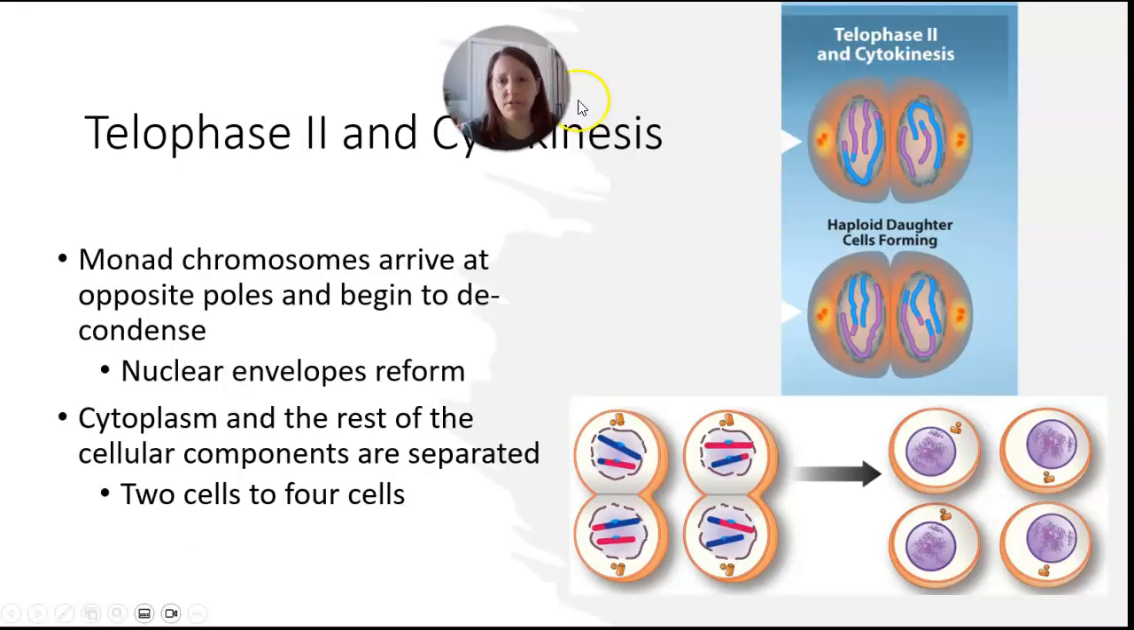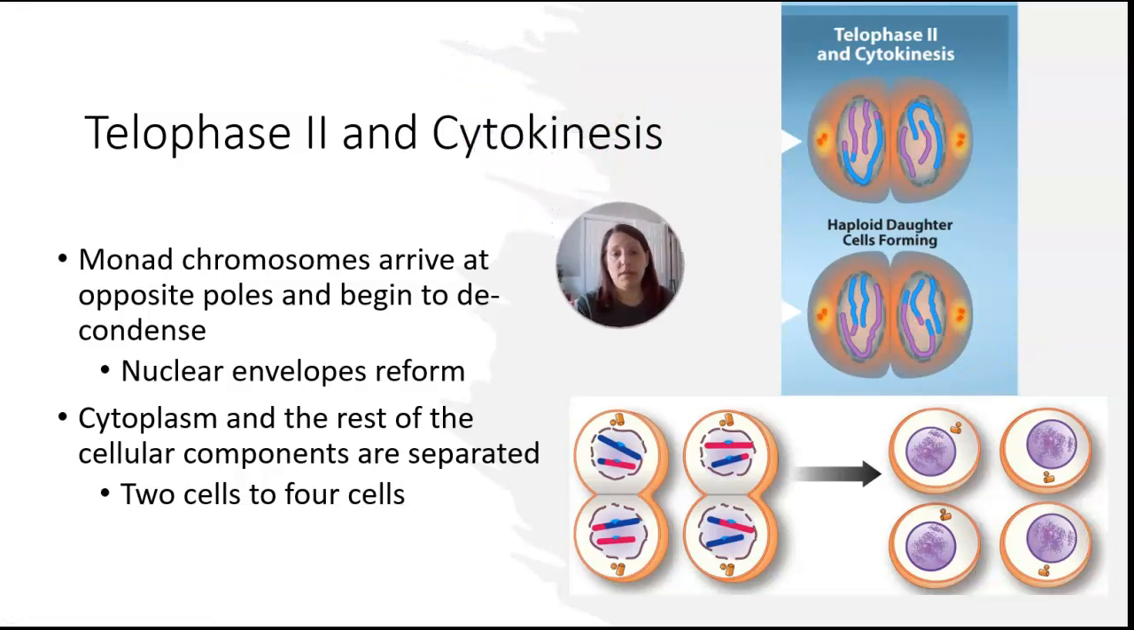Next comes telophase 2, and in telophase 2, those monad chromosomes are completely pulled to the poles, completely separated from each other. And the nuclear envelope starts to reform around the DNA that's been separated, and that DNA will start to decondense. We can see here in this figure, this was originally 1 cell, and now you can see we have 2 nuclei forming. And the same thing here, this was originally 2 cells at the end of meiosis 1, and now we have 2 nuclei.